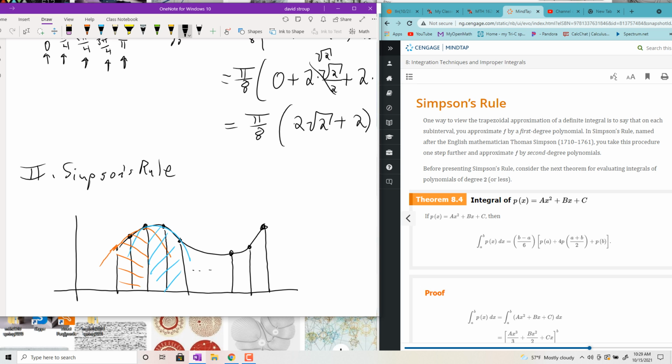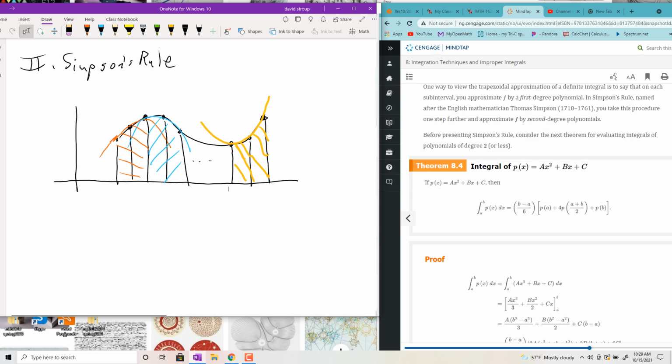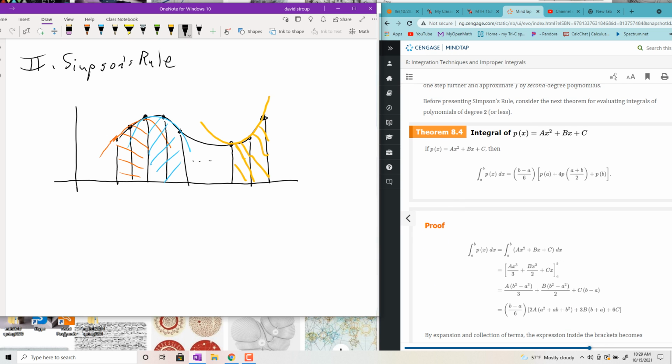And using those 3 dots, put another parabola under there. And we do this because the formula for figuring out the area underneath a quadratic is well known. You look over there, Theorem 8.4, they give you the area underneath a curve. So if you're going from, let's call this x sub 0, call this x sub 1, and call this x sub 2. And let's call this function f of x.